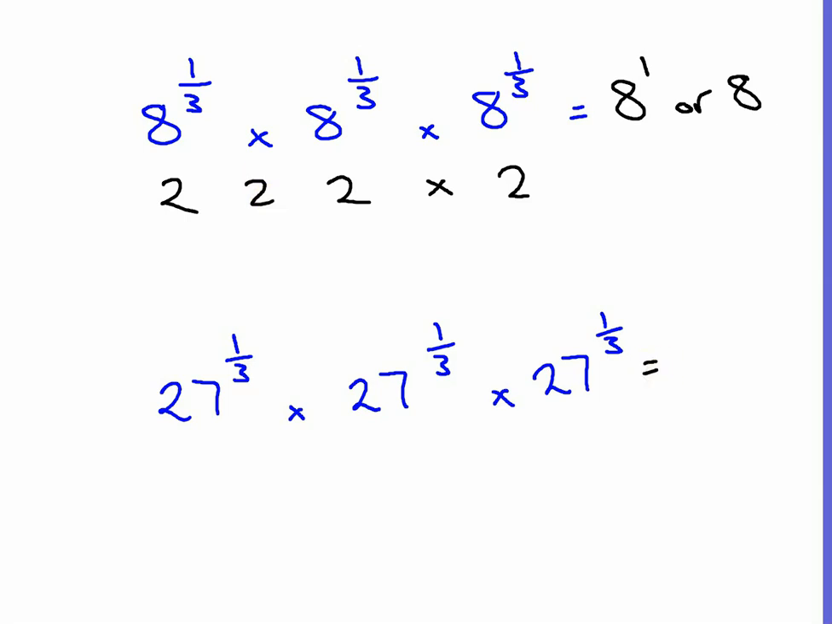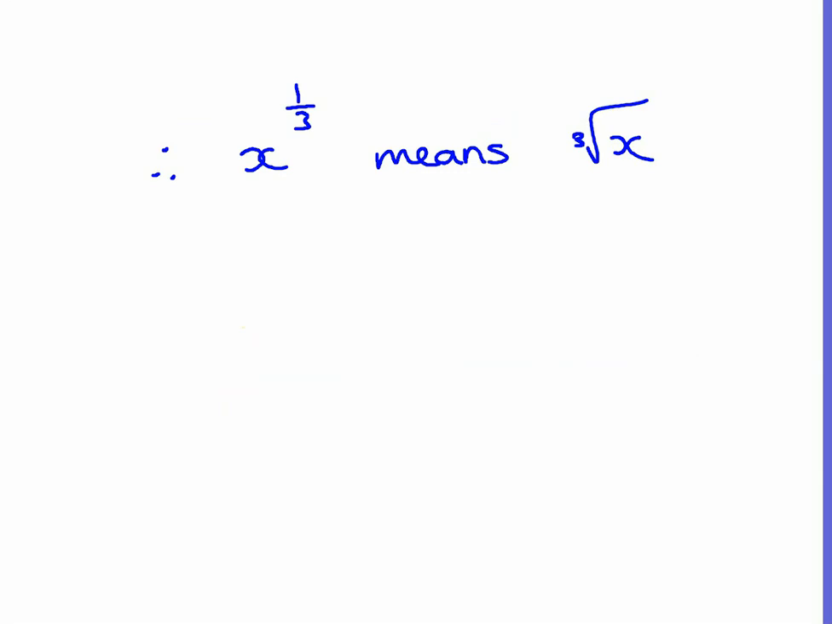Now, if I've taken a number 27, you'll see why in a minute. Same process, that is 27 to the 1, or even better, just 27. So what number times by itself 3 times gives me 27? 3. 3 times 3 times 3. So we know 8 to the third must be 2. We know 27 to the third must be 3. What is the pattern? Is that what you predicted? Maybe, I hope so. So to the power of a third means we cube root it.